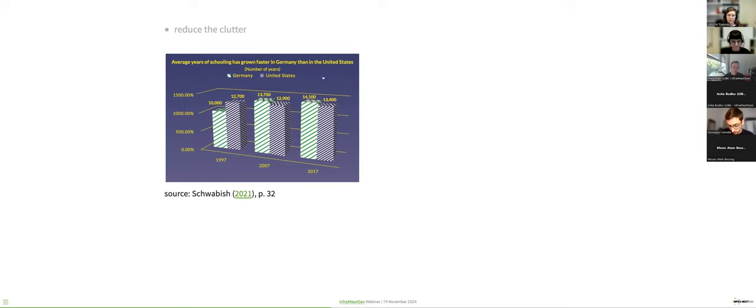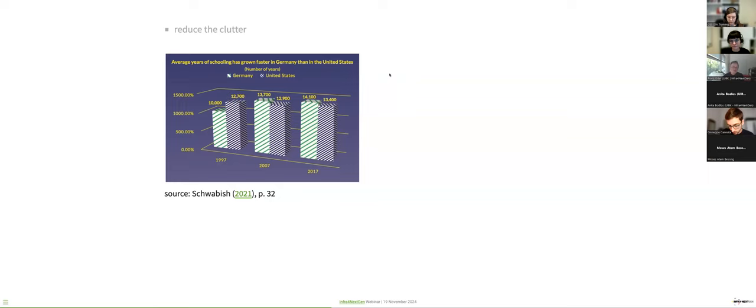Second, there's an excessive use of colors and of bad colors. As you can see here, there's a background color, there's no need for background color. And the font color in yellow is also something you shouldn't do, at least not in this amount. And of course, there's the shading of the bars. The shading of the bars doesn't make things easier to comprehend and to understand.